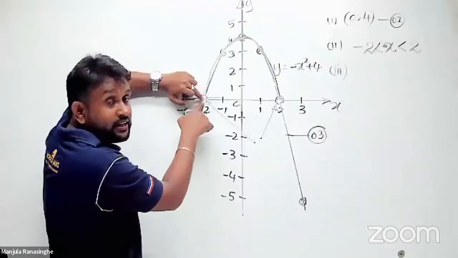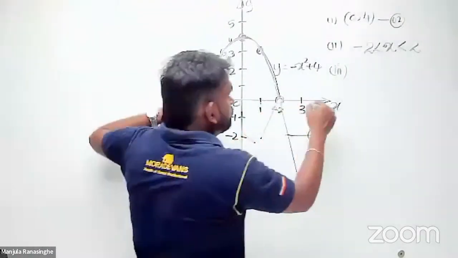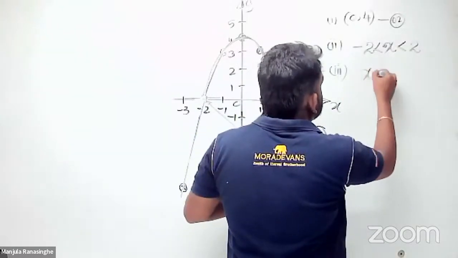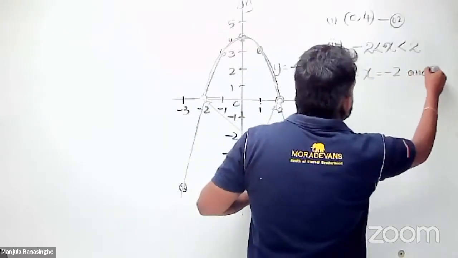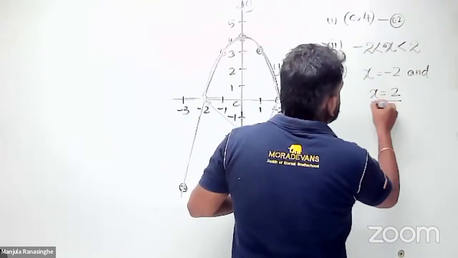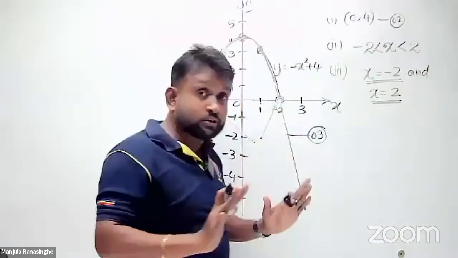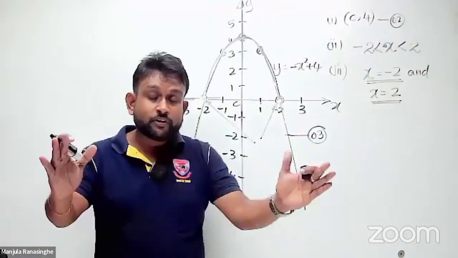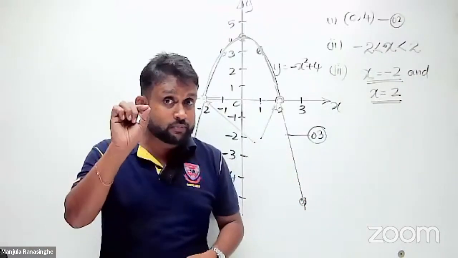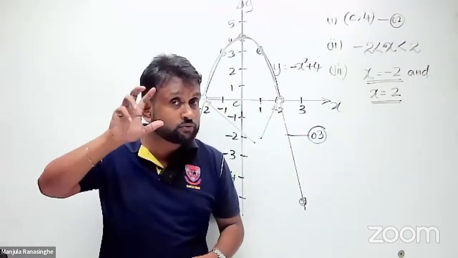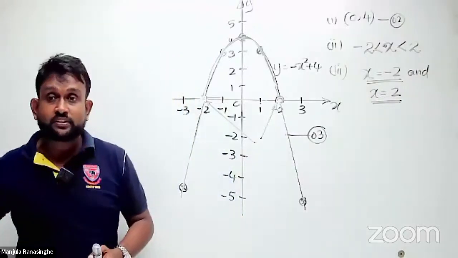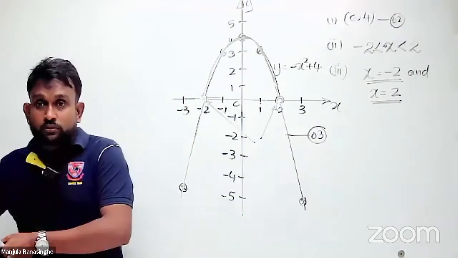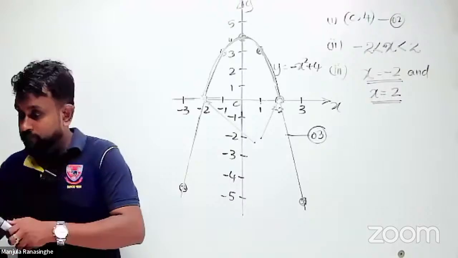Two roots there, one is negative 2, the other one positive 2. So you write x equals negative 2 and the other root x equals positive 2. These are the two roots. So roots or solutions mean where the graph cuts the x-axis. Remember that when you see the root or solution wording, apply that. So 2 marks there. Okay, make the correction.